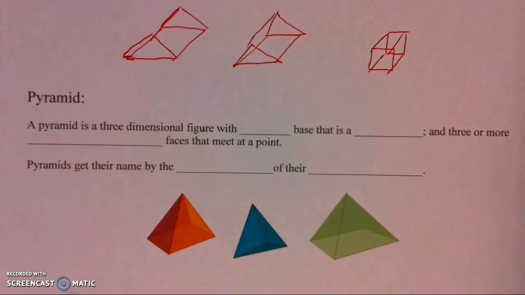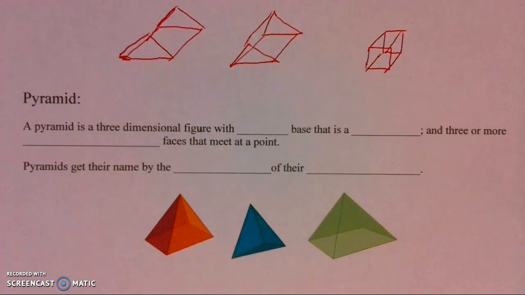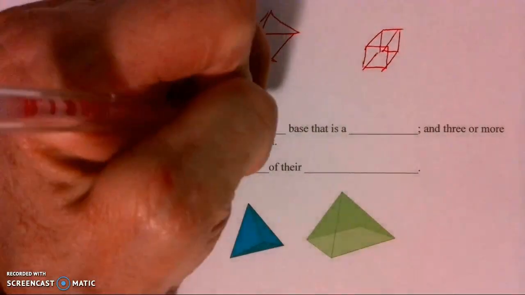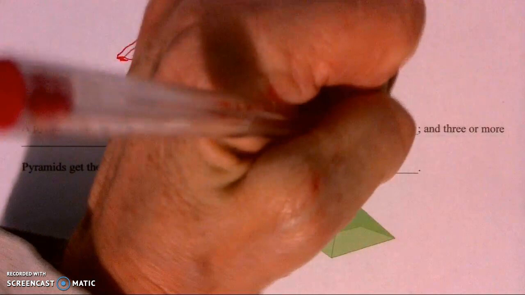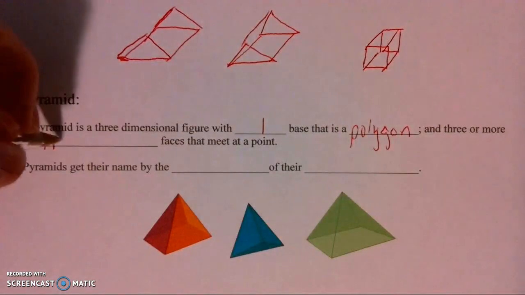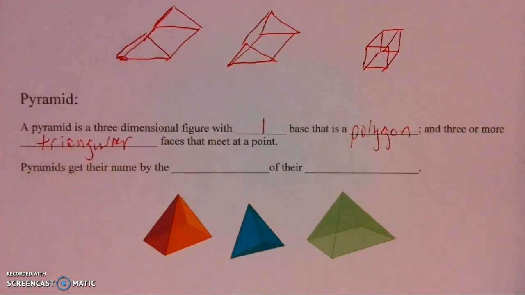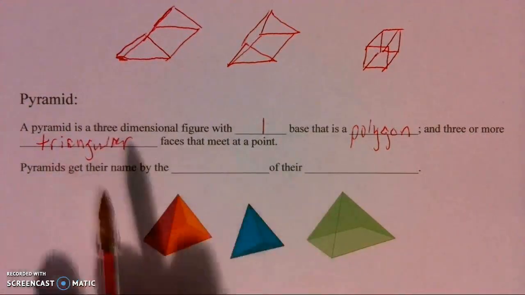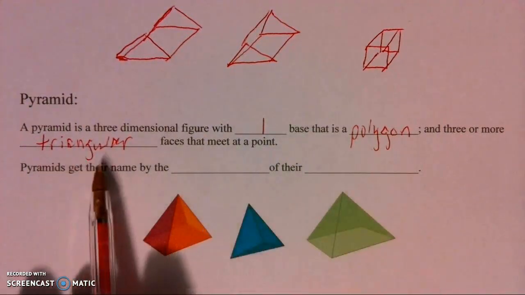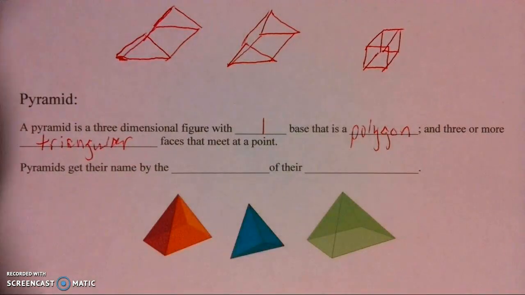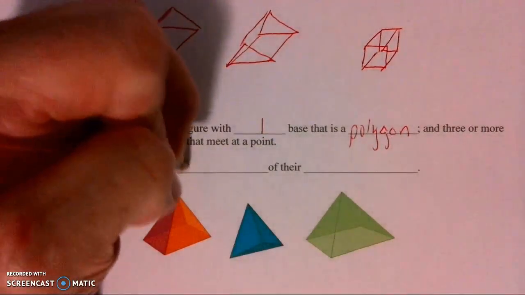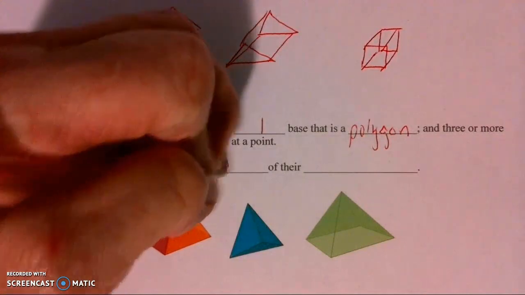The second type of three-dimensional figure we're going to talk about is a pyramid. Now, a pyramid is a three-dimensional figure, but a pyramid has one base that is a polygon, and three or more triangular faces that meet at a point. So the difference is I have one base, and then my faces are triangles. But again, I'm going to name my pyramid by the shape of the base.